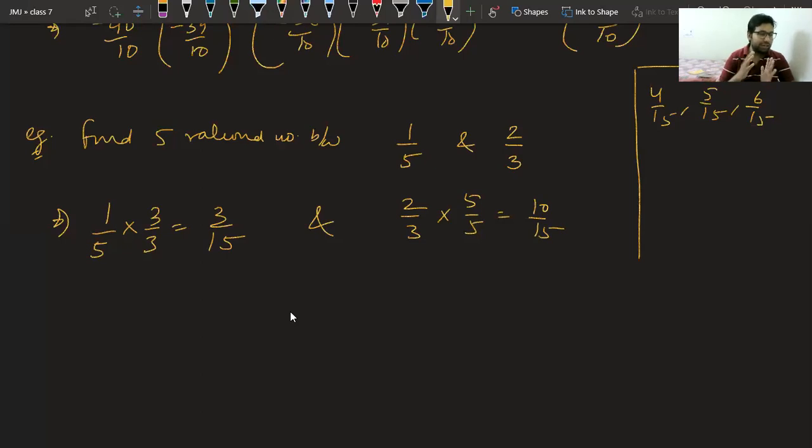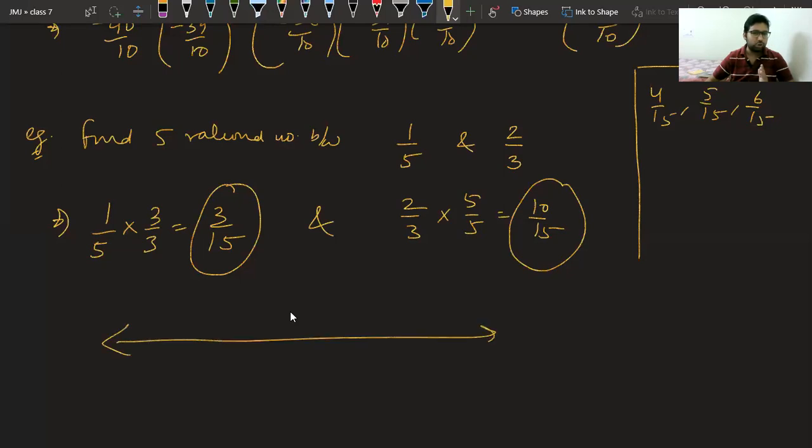Luckily, by chance, the order is correct, because the smaller number is on the left side and the larger number is on the right side. So on our number line also it will be correct: 3 by 15 and 10 by 15.